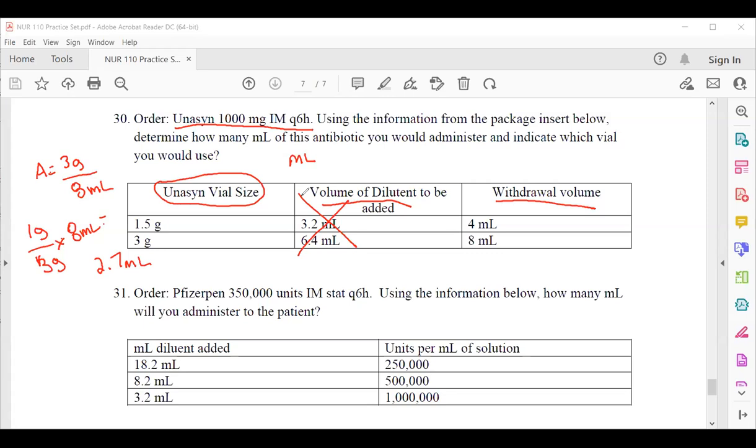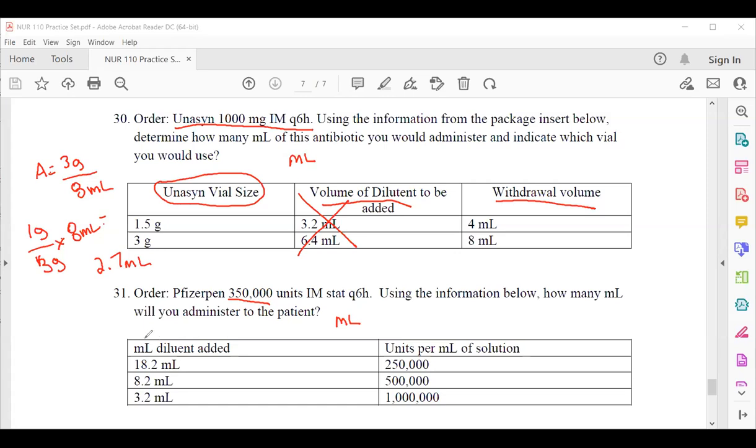All right. So the Pfizer pen question just says it's the same type of thing. Here's your order, 350,000 units, intramuscular. So you know you're going to be administering milliliters. And there's information here that you need to know and information that's extra.